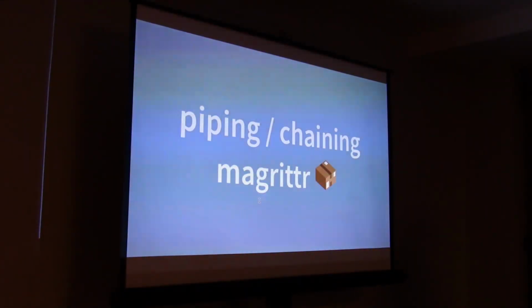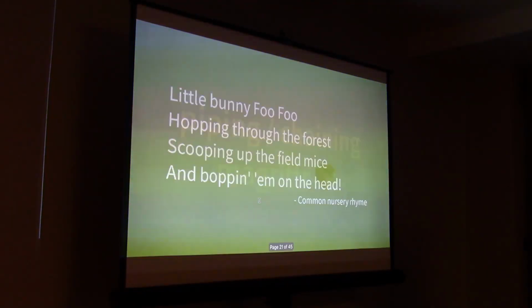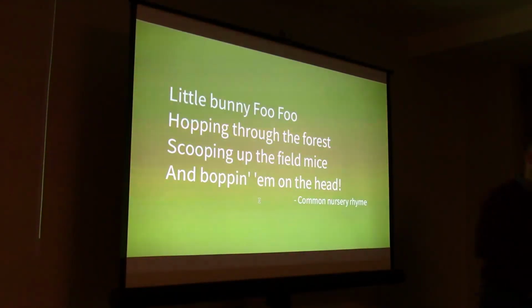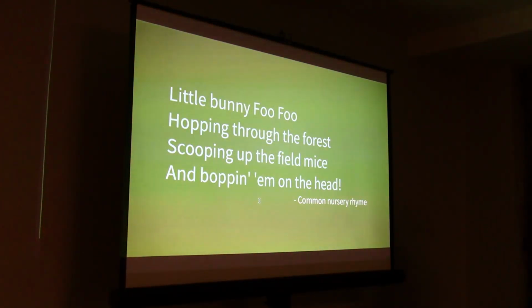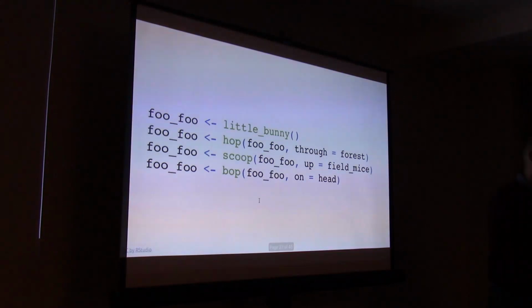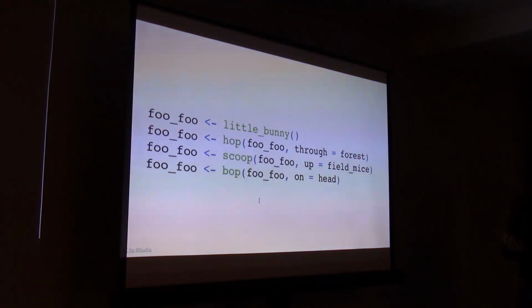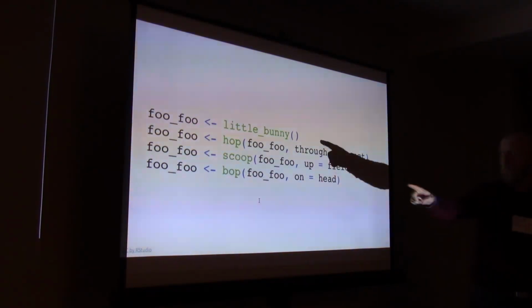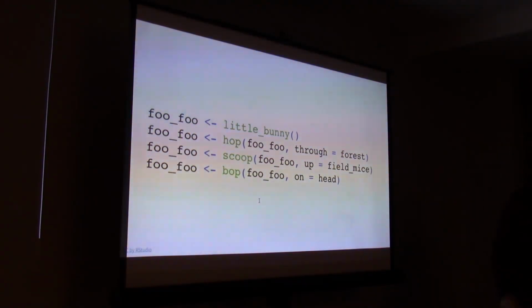So the next example is piping and chaining with the magrittr package. The example I'm going to go through is using Little Bunny Foo-Foo. You're probably aware of this nursery rhyme, Little Bunny Foo-Foo, hopping through the forest, scooping up the field mice and bopping them on the head. So if we convert that to code, this might be what it looks like. We have Little Bunny Foo-Foo, then hopping through the forest, scooping up the field mice and bopping them on the head.